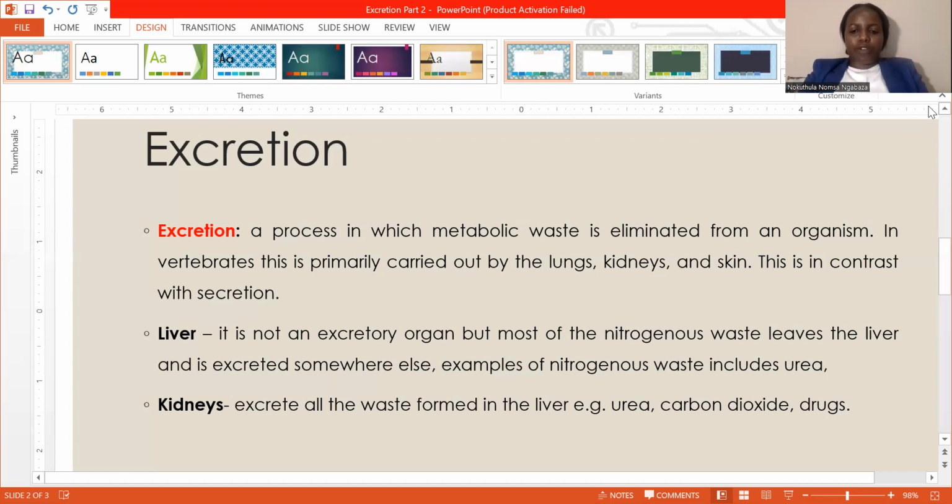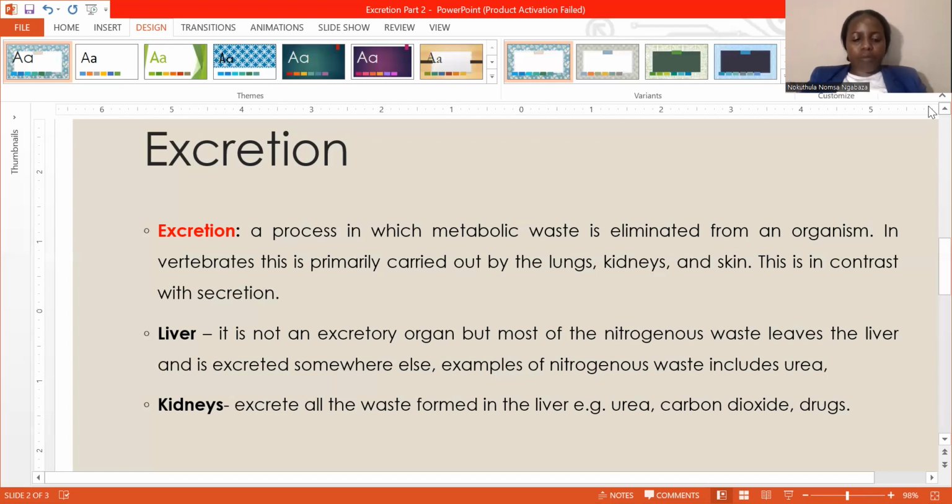For example, in the kidneys we've got urea. We all know that the kidney consists of the distal convoluted tubule, which is responsible for excreting urea, which leaves the body in the form of urine. That is how your kidney is responsible for excreting all the other nitrogenous waste that we do not need, and that waste will have been produced from your liver.